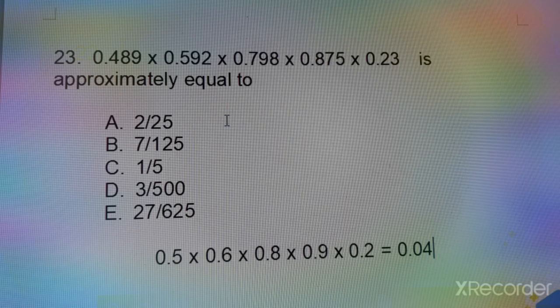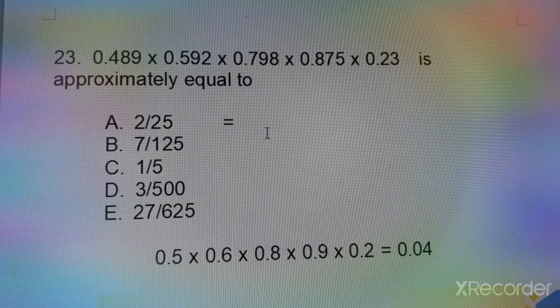And after this, check your choices. For letter A, 2 over 25. 2 divided by 25 is none, so add a decimal point and add 0. 20 divided by 25 is still none. Then another 0 added, that's 200. And then divide 200 by 25. 200 divided by 25 is 8. So letter A is wrong.